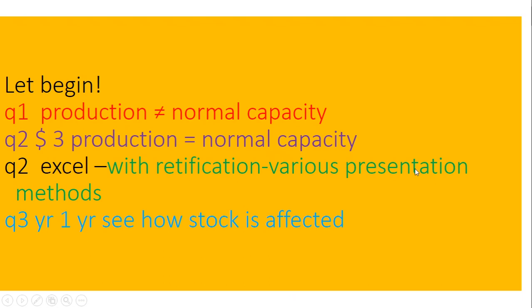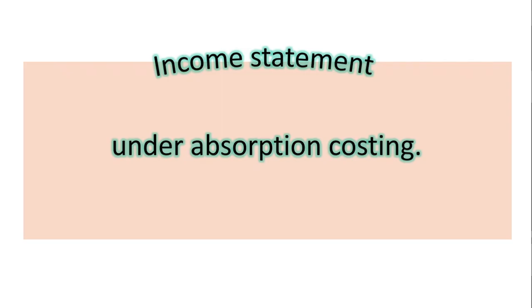Okay, we're going to begin now. Question number 1 is related to production not equal to normal capacity. Questions number 2 and 3 are production related to normal capacity, which I taught you yesterday. Today we'll be basically discussing question number 1. 2 and 3 I have already given yesterday. So let's move forward. Income statement under absorption costing.